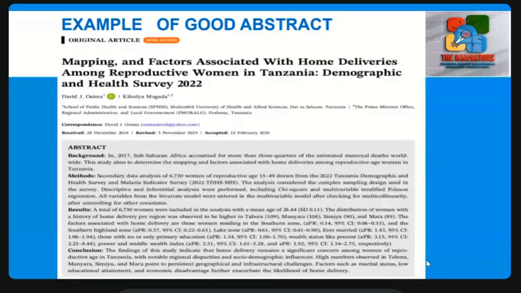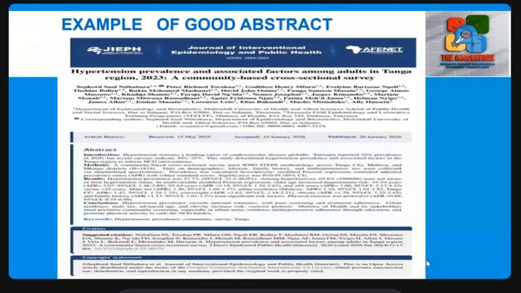A study done with Dr. David Osima, who is one of our colleagues. And here are the key elements, which I clarified earlier, that are very critical and important when writing a good manuscript abstract for scientific publication.